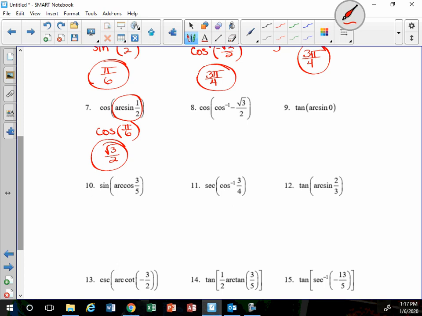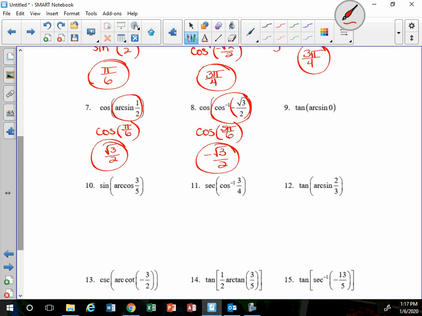All right, let's do 8. So start on the inside, inverse cosine negative root 3 over 2. Where does cosine equal negative root 3 over 2? What'd you say, 5? How about 5 pi over 6? Because it's negative. And then what's the cosine of 5 pi over 6? Do you see how you just kind of ran in a circle here? Okay. See it?